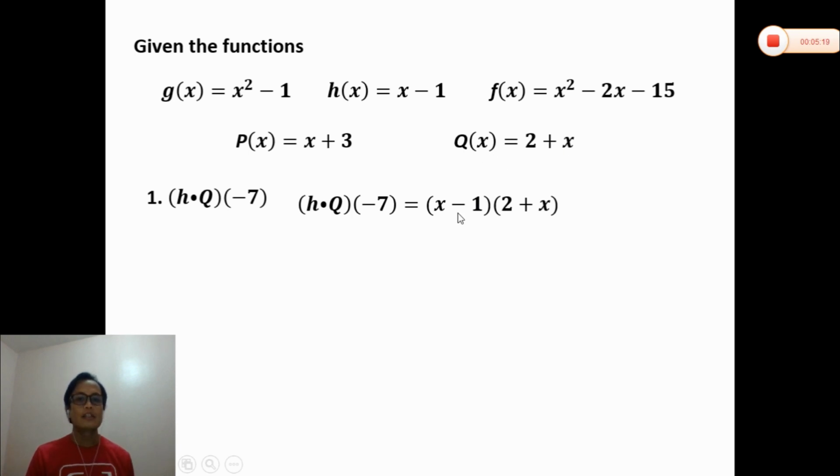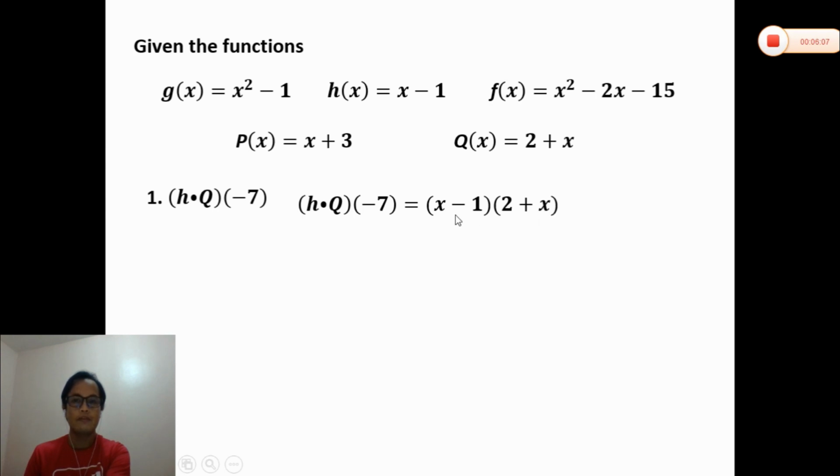Now, since the h and q are binomials, again, we need to follow the rules in multiplying polynomials. So how do we multiply two binomials? Using FOIL method, we need to multiply the first term x and the first term here 2. Then afterwards, we need to multiply the first term to the second term here, then the second term to first term, then second term to last term.